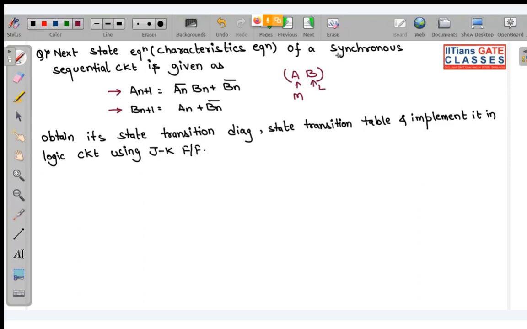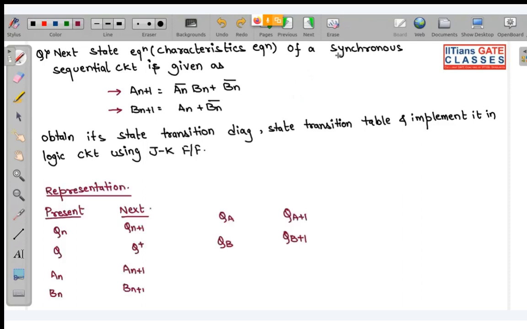Did you not note it? Note it down quickly.